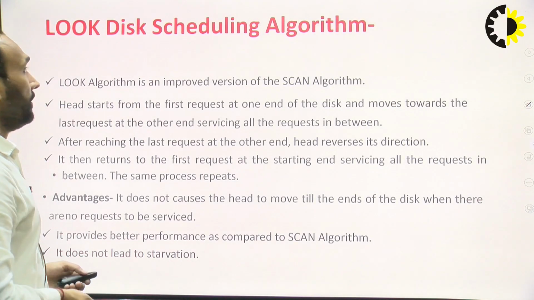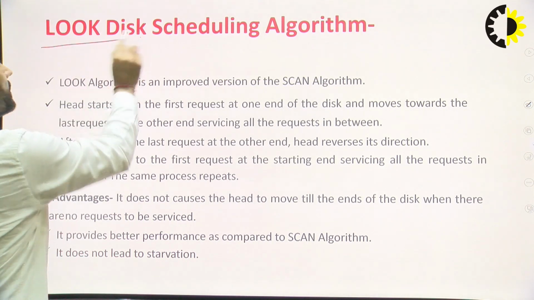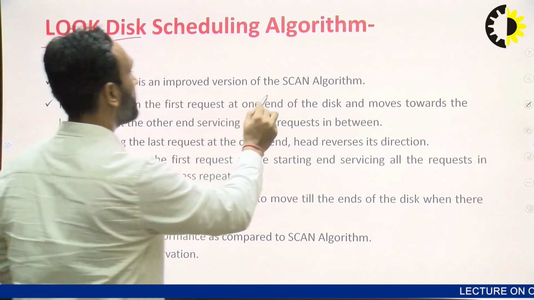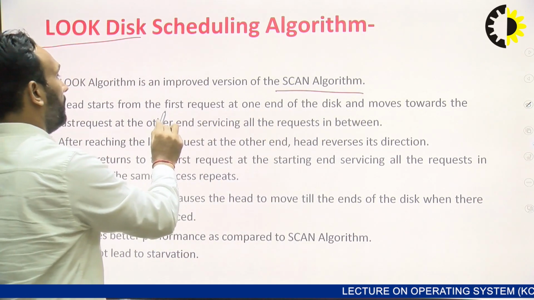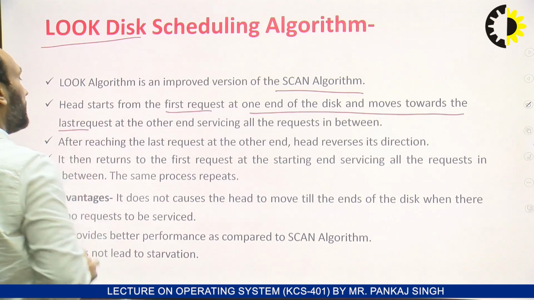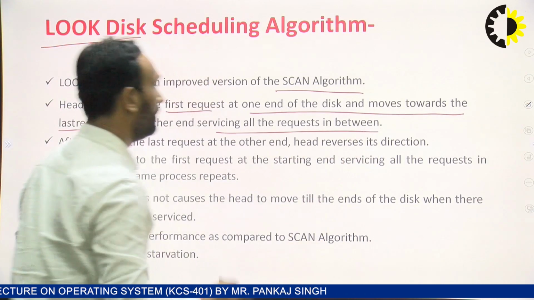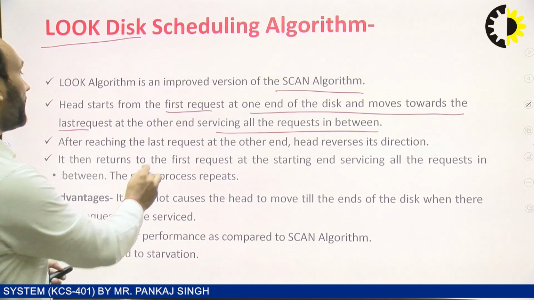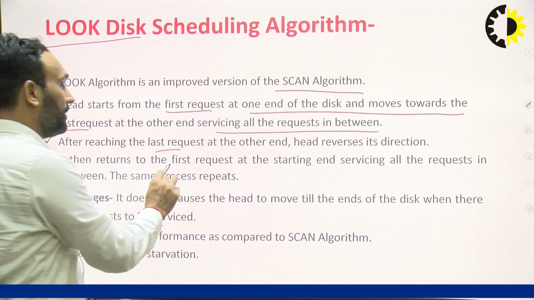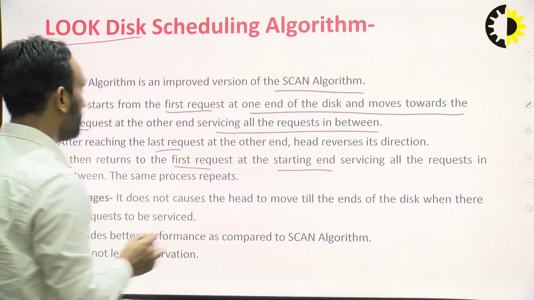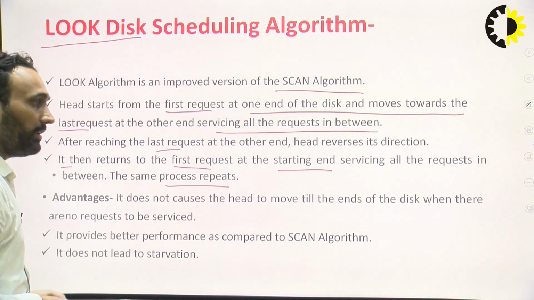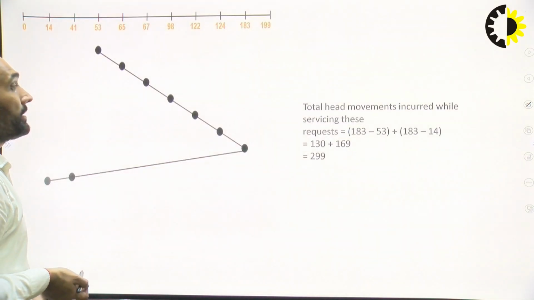After that, one more algorithm, that is the LOOK disk scheduling method. The LOOK algorithm is an improved version of the SCAN algorithm. The head starts from the first request and moves towards the last request at the other end, serving the requests in between. After reaching the last request at the other end, the head reverses its direction. It then returns to the first request at the starting end, and the same process repeats for all the requests between them. What is the advantage? It will save time.